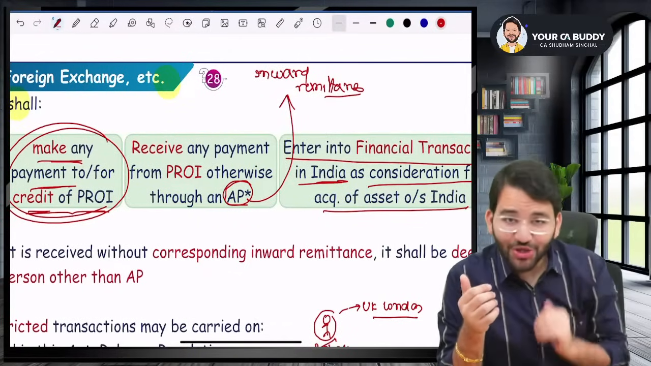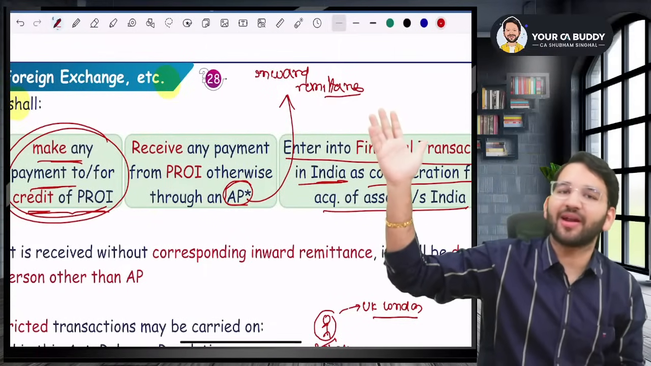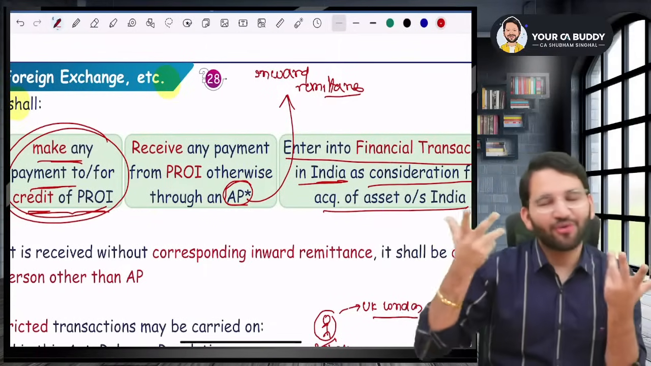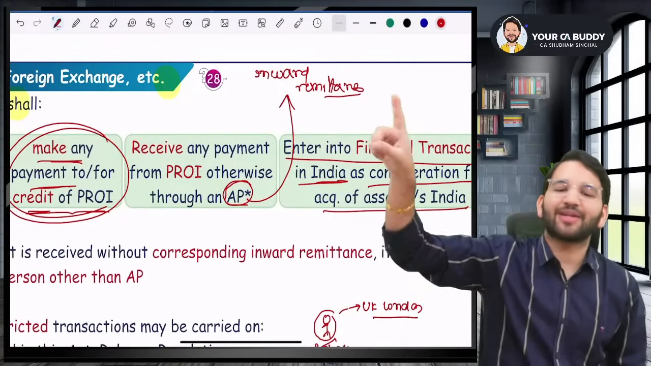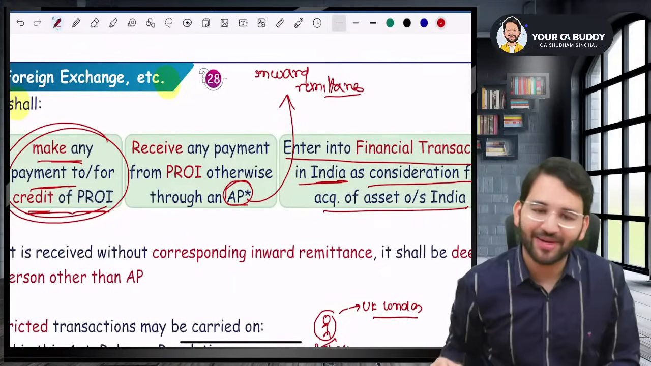But for a transaction, if there is no inward remittance certificate, the law will think that you have not done it through an authorized person. So basically, whenever you receive any payment, there has to be an inward remittance. I've showed you an inward remittance in the class.